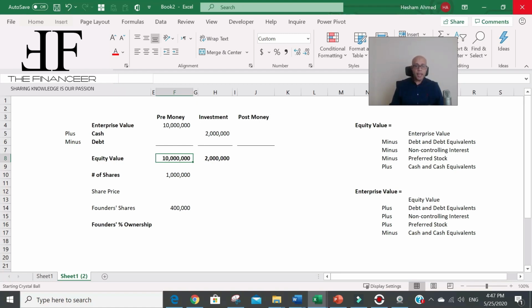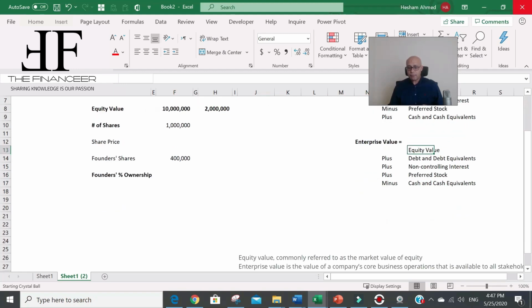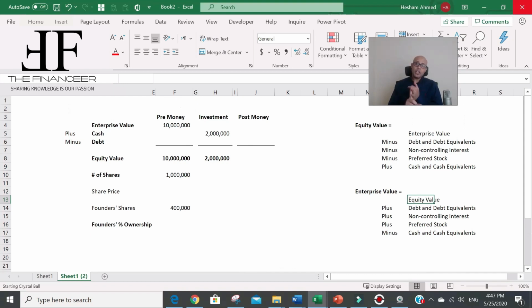And because you don't have any debt, this is the assumption that I don't have any debt and I don't have any cash, so the same value will be for the enterprise value as well. Because when we explained the difference between the enterprise value and the equity value, we explained that if you don't have any debt or any non-controlling interest or any preferred shares or any cash, the enterprise value will be exactly the same value as the equity value. So here, because you don't have any debt, cash, preferred shareholders, or non-controlling interest, the value of the equity will be exactly the same value as the enterprise value.